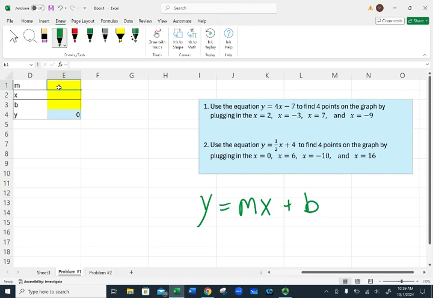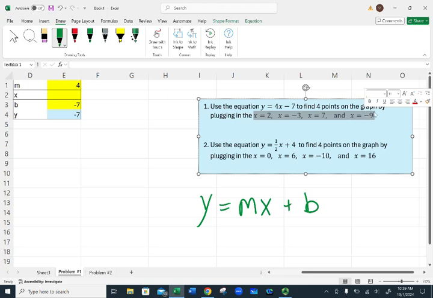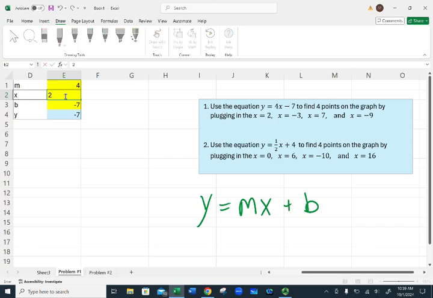So I'll type 4 in my m cell. Then I'll type negative 7 in my b cell, negative 7, right? And now this cell here in the middle next to x, well, I've got 4 different x values, so that's 4 separate calculations. I want to plug in 2 for x, so as soon as I type a 2 in there and hit enter, you see positive 1, right? So there's my point. Point number 1, when x is 2, y is 1.